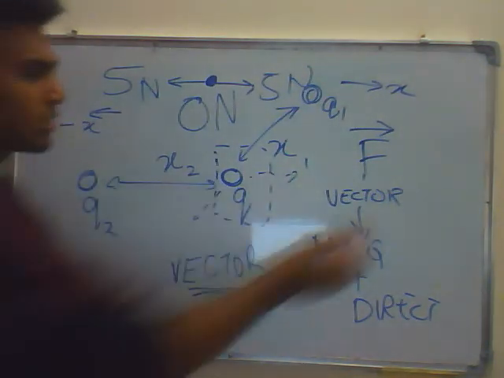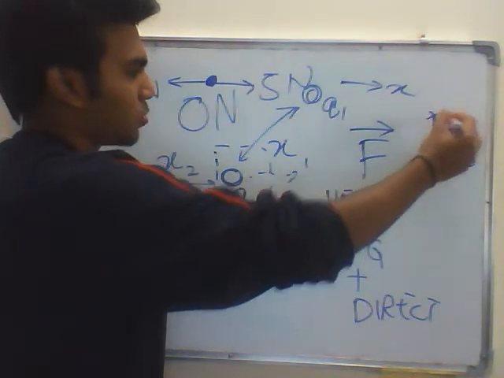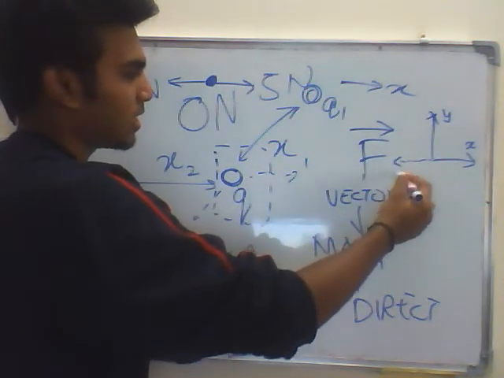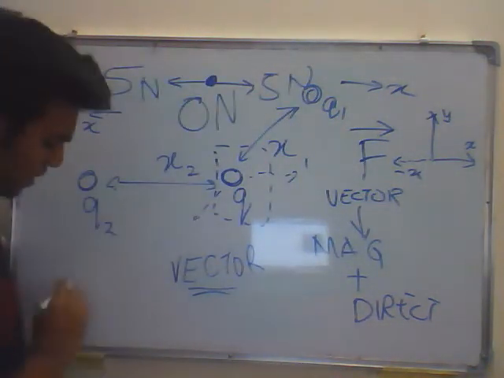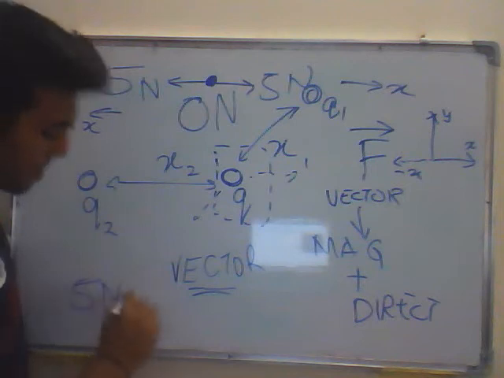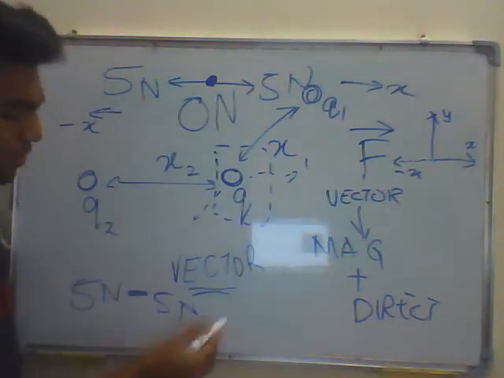Where do I get this from? The coordinate axis, right? This is x, this is y, the other side is negative x. So the entire sum would be 5 newtons minus 5 newtons. Why? Because this is negative, which is 0.